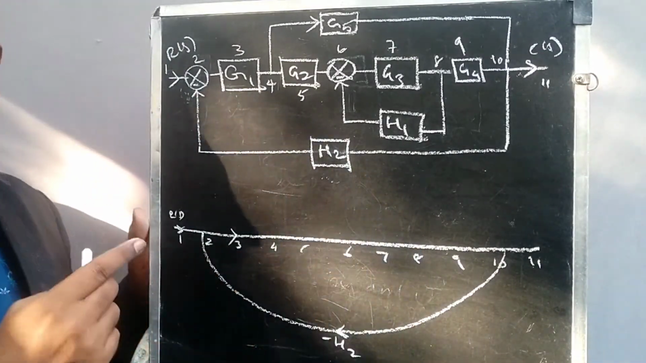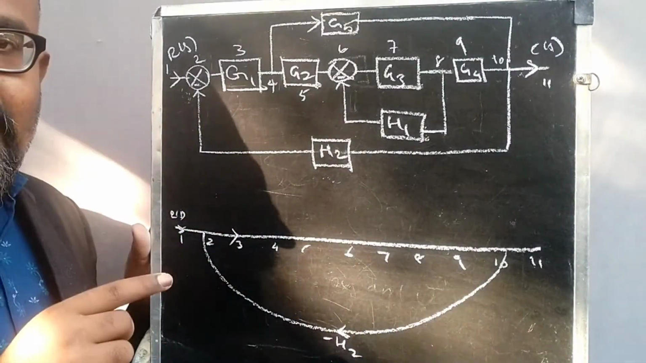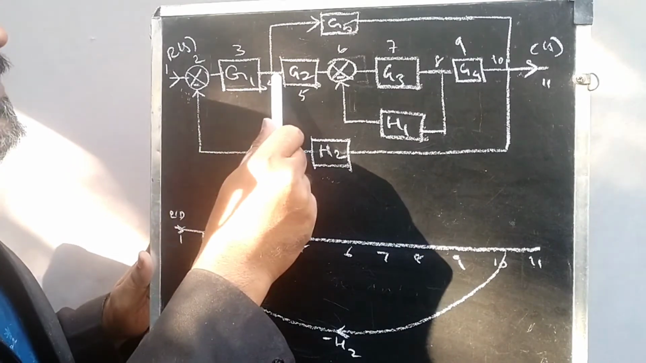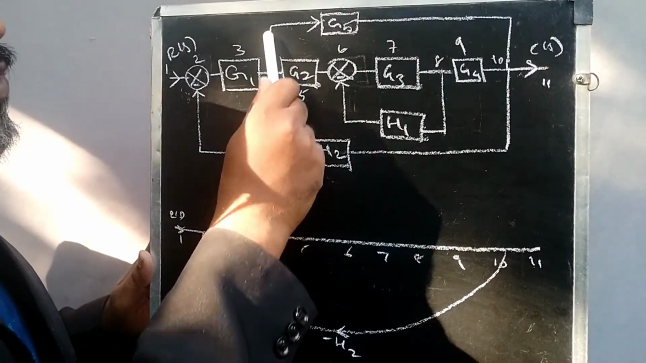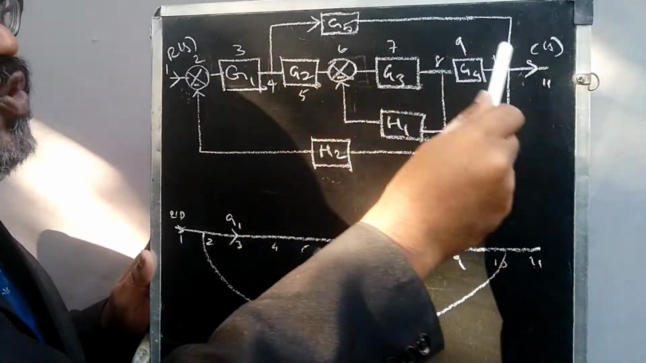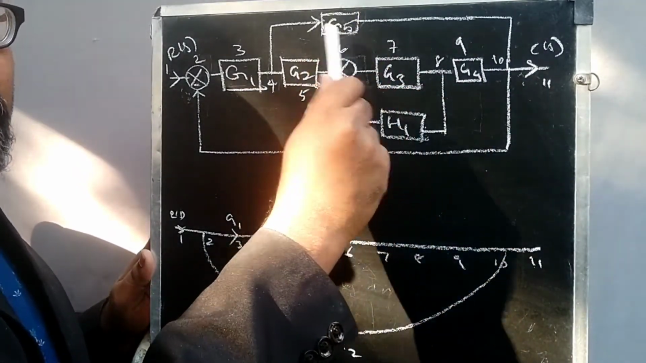We already know that the indication of elements in the signal flow graph is arrow mark. Then put G1. Then the next is branch point 4. This 4 is connected to 10 again. In between that, G5 is there. There is no positive, negative. You just indicate it as positive elements.